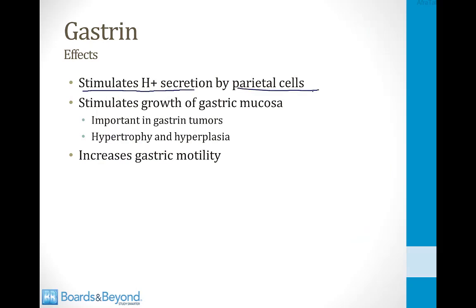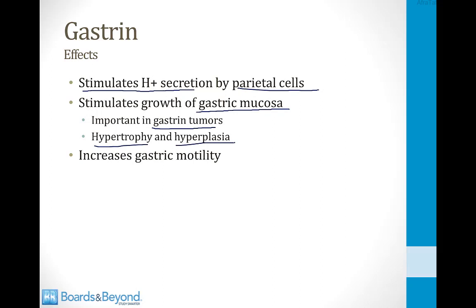In addition, gastrin can stimulate the growth of the gastric mucosa, and we know this because patients have been studied who have gastrin-secreting tumors, which are relatively rare, but they have a number of effects that we'll talk about later, and one of these effects is to cause hypertrophy and hyperplasia of the stomach.